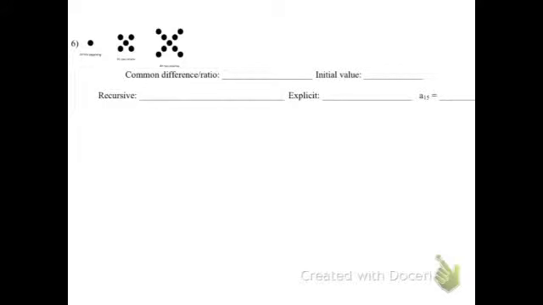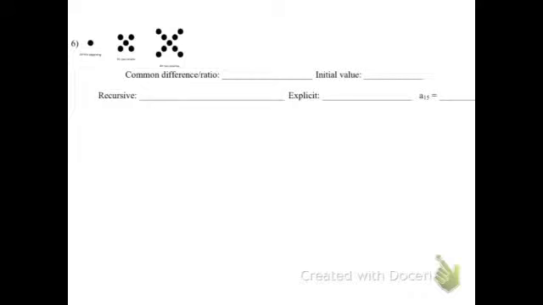Alright, now that we got the first 5 done, I'm just going to go through the rest of these pretty quickly, writing down what the common difference or ratio is, the initial value, and then filling in the forms of the equations of functions, and working on getting that 15th term pretty quickly.